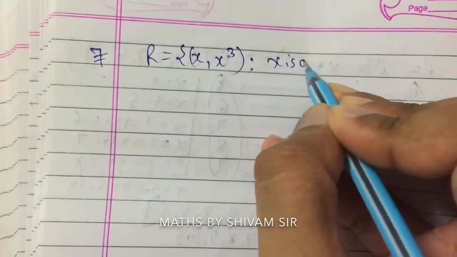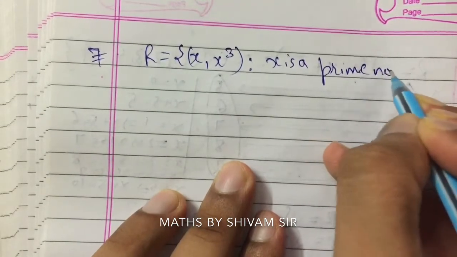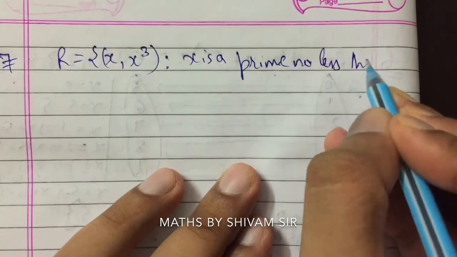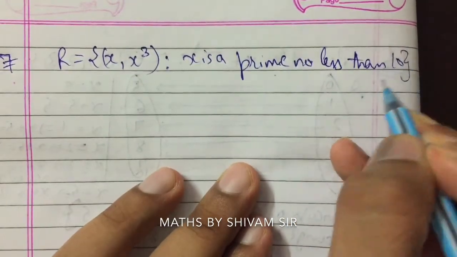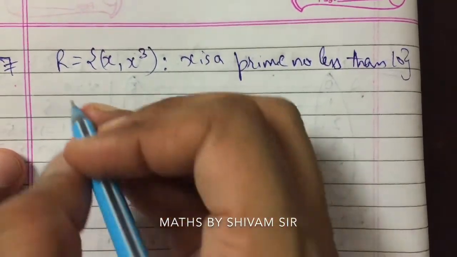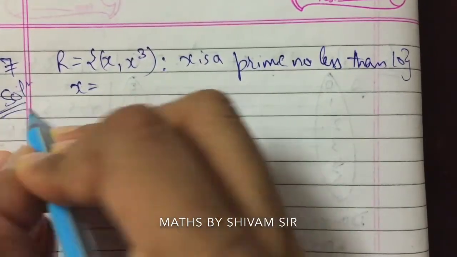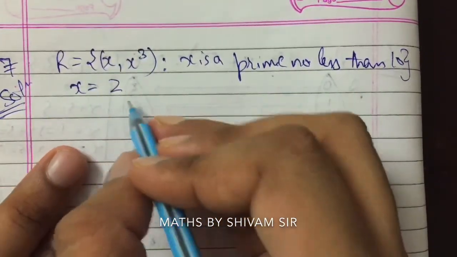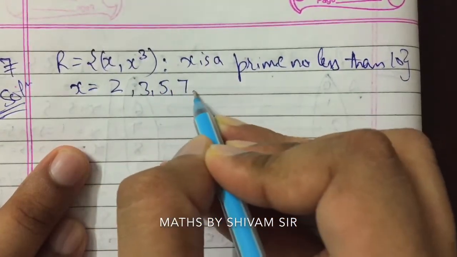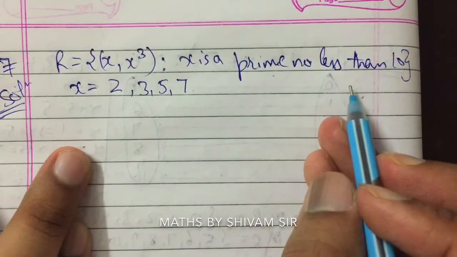So x is a prime number less than 10, right? So this is a relationship given in roster form, and we have to write this relationship in roster form. So x can be 2, the lowest prime number, 3, 5, 7, that's it, and then next will be 11. 11 is greater than 10.